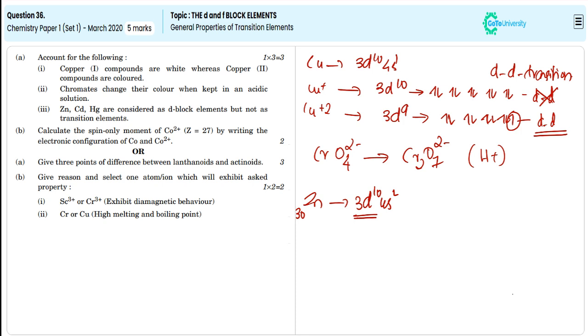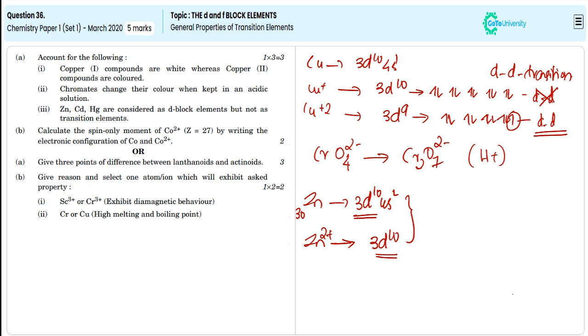Next, if you consider the oxidation state of zinc, the common oxidation state is +2. So the electronic configuration will be 3d10. Here again you can see all the electrons in the d orbital are paired. So in zinc and Zn2+ ion, both of them have completely filled d orbitals, not partly filled d orbitals. So they are not considered as transition elements, but they belong to the d block.